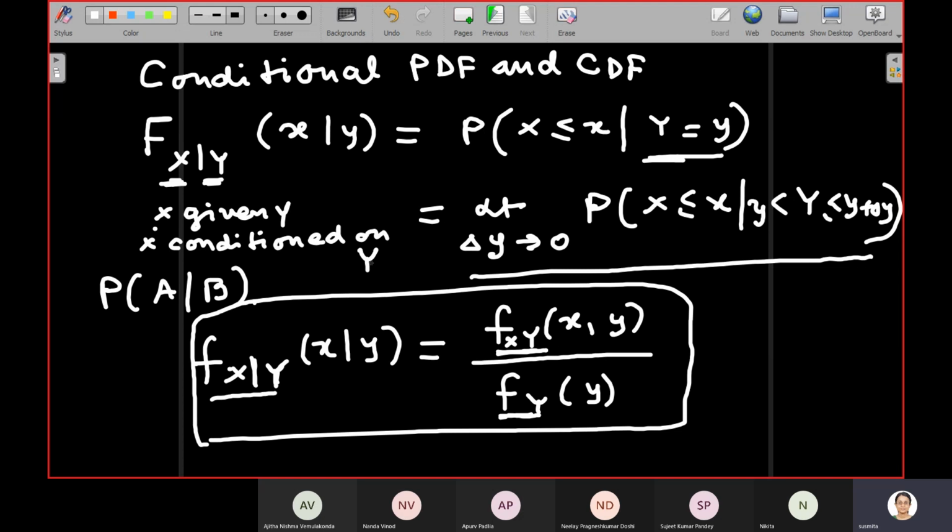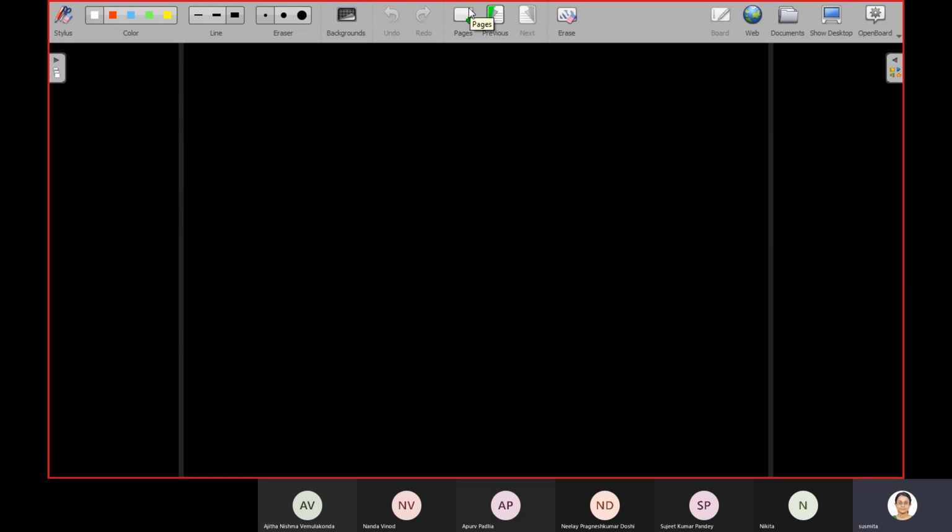Okay. Now in estimation theory, filtering and estimation, this conditional PDF is very important. This will be clear to you in a while when we discuss an example. Now using the conditional PDF and CDF, we can also calculate the conditional mean and variance.